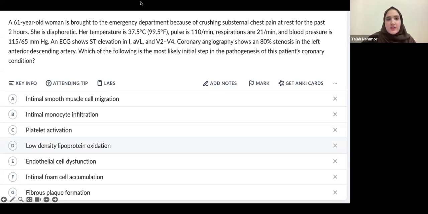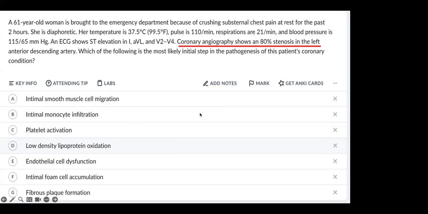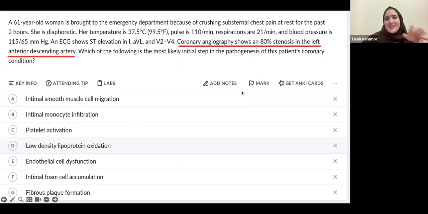Guys, what do you think are the important things that we need to underline that will help us know the answer? The substernal chest pain, crushing. Okay, the substernal chest pain is important because it will direct us to, let's say, myocardial infarction. But here specifically we have an 80% stenosis in the left anterior descending artery, so we can know what is causing this myocardial infarction. What do you think?